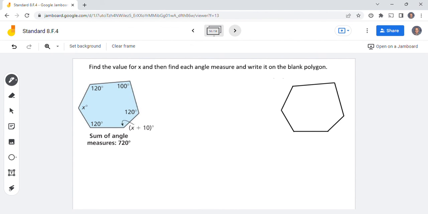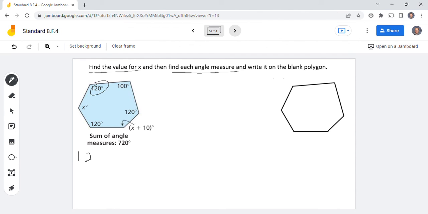For this last question, we are to find the value for x and then find each angle measure. We need to make sure we do all of that. This information right here is going to be essential for us to write an equation for this situation. Sum means that we're going to add things together, and as you can see, it's telling us to add all of the angle measures together. So we're going to take each of these angle measures and add them up.